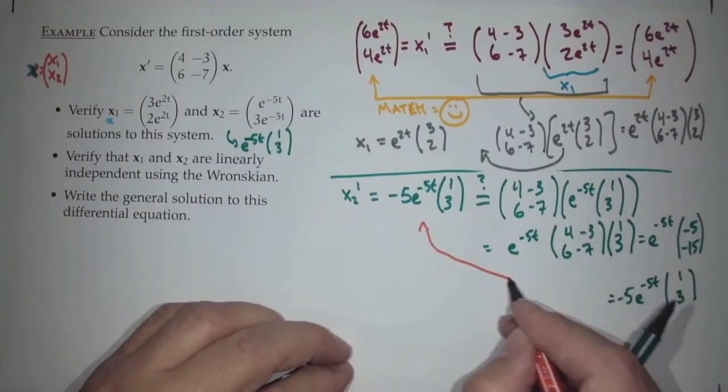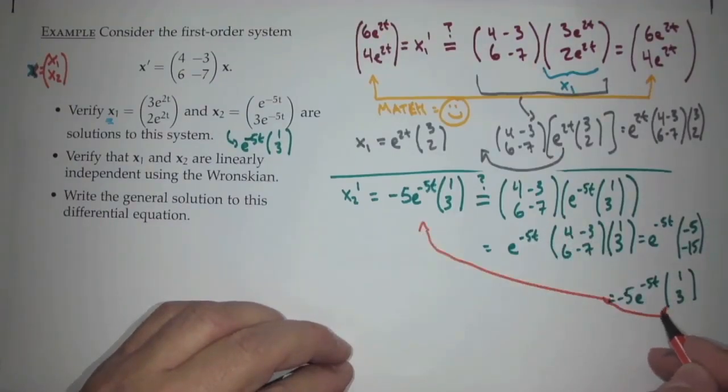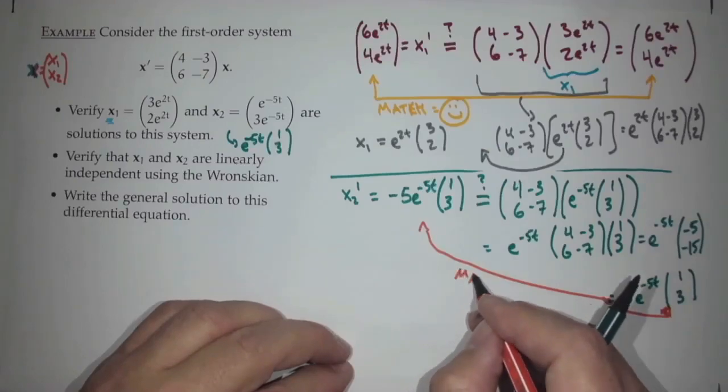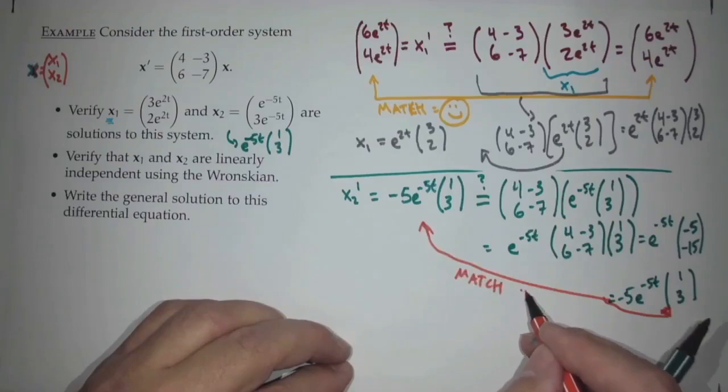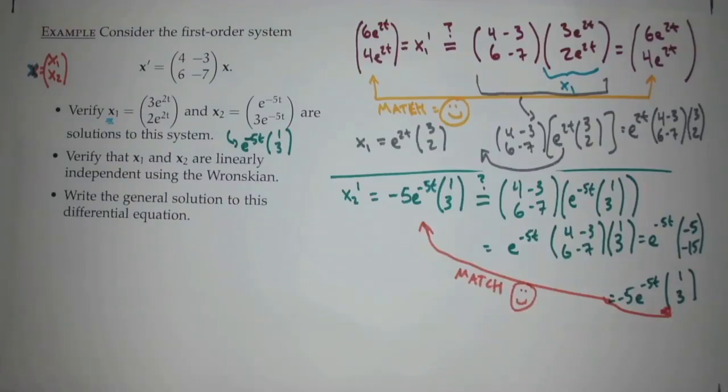Woohoo! So these are, again, a match. But my arrow is really bad this time. All right. So, more happiness. Good. 2 for 2. We've now verified that these are both solutions. We're done with one bullet point. On to the next bullet point.